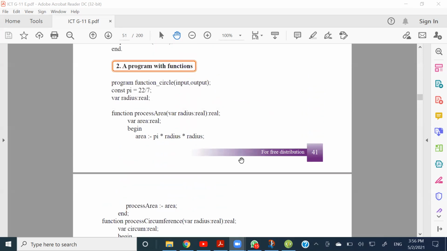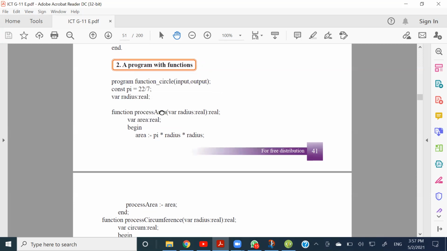right here in the function, it says the program name is function circle and input and output is there as usual. Here they have used the constant variable pi again and a variable called radius in real data type. And now there is something special that you need to recognize from here, right? Function keyword is there. Now this is the function name. What is the function name? The process area.